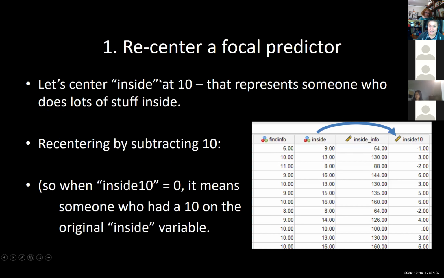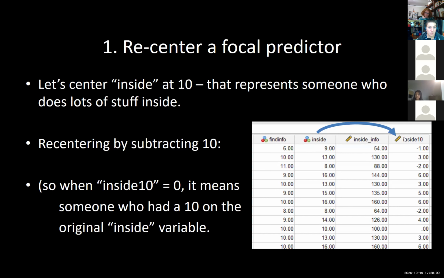If I'm centering inside, because that was our focal predictor before, I want to center it at 10, which is going to represent somebody who does lots of stuff inside. They're reading books, they're reading the news, they're listening to music, all inside their own house. You recenter it at 10 by subtracting 10. And so here I've taken this inside variable and I've subtracted 10 from it to get this new variable called inside 10.